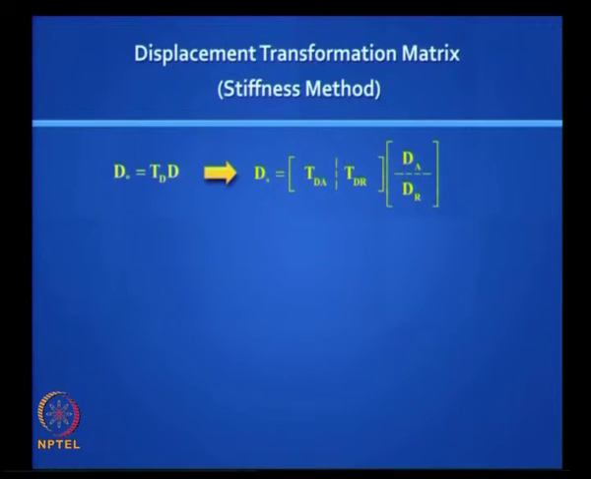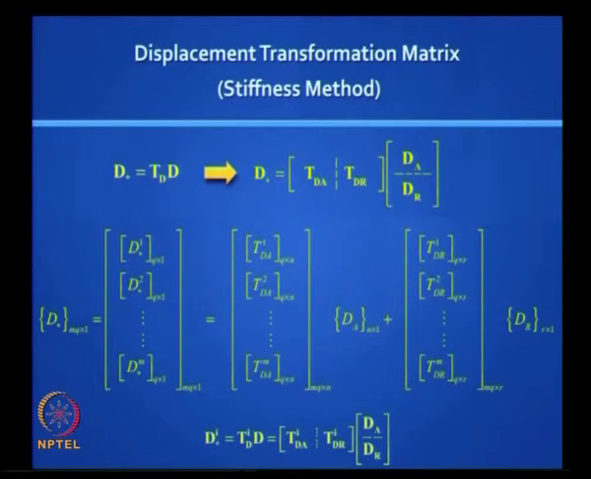Since we know that the displacement vector is really made up of dA and dr, then I can again partition my TD into TDA and TDR. Does it make sense? TDA and TDR, okay, and if you expand it, it will look like this. Do not get worried about the size of those matrices, it is just how it works out, how it falls into play.